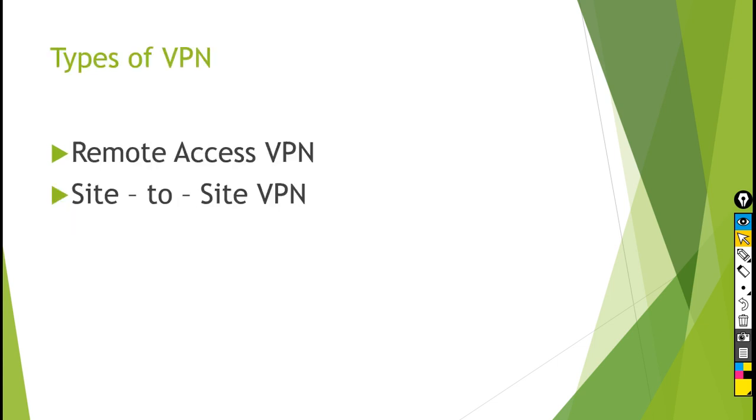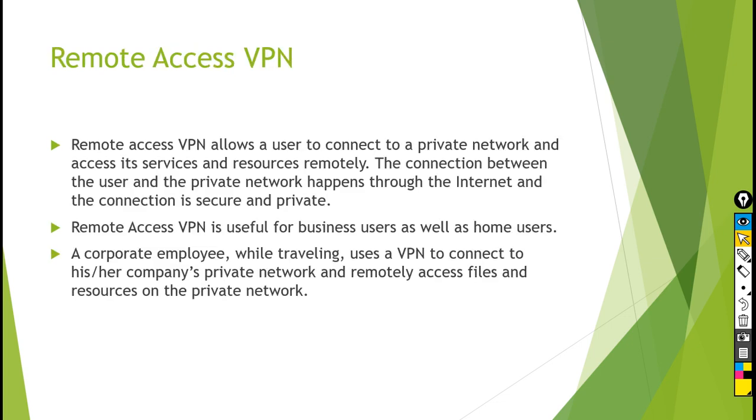Now when we talk about types of VPN, there are two types. One is remote access VPN, one is site-to-site VPN. Let me go with the first, remote access VPN. It means that remote access VPN allows a user to connect to a private network and access its services and resources remotely. Let me give you one example here.